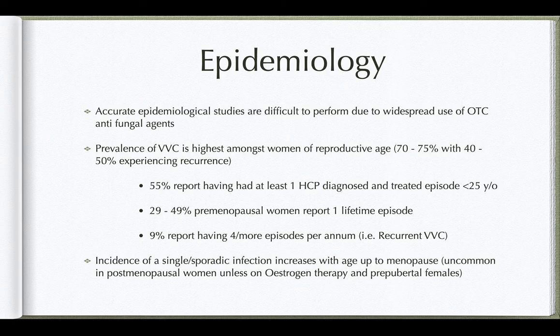29 to 49% of premenopausal women report one lifetime episode, and 9% report having 4 or more episodes in a 12-month period, which is also known as recurrent vulvovaginal candidiasis. The incidence of a single or sporadic infection increases with age up to menopause. VVC is uncommon in postmenopausal women unless they are on high estrogen therapy, or in prepubertal females.